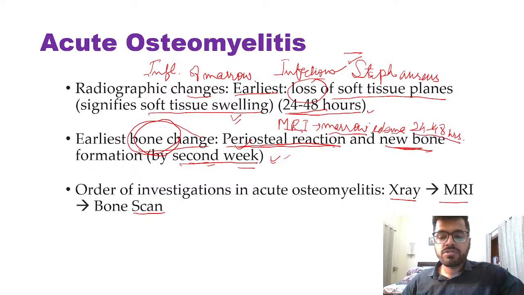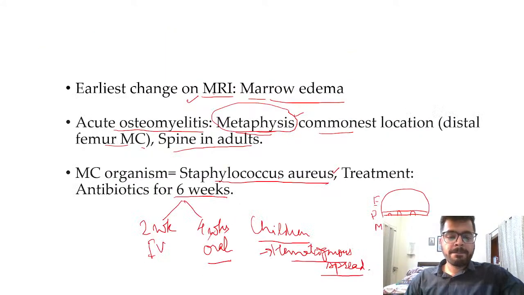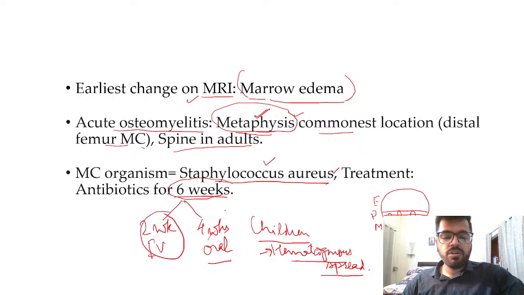We can also look for the soft tissue around the bone in MRI. Order of investigations is X-rays followed by MRI followed by bone scan. Earliest change on MRI is marrow edema, and it occurs most commonly in the metaphysis because of sluggish blood flow and the hairpin bends of the blood vessels. Most common organism is Staphylococcus aureus. Treatment is IV antibiotics for 2 weeks followed by oral antibiotics for 4 weeks.